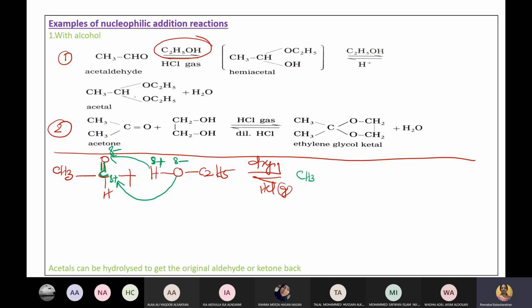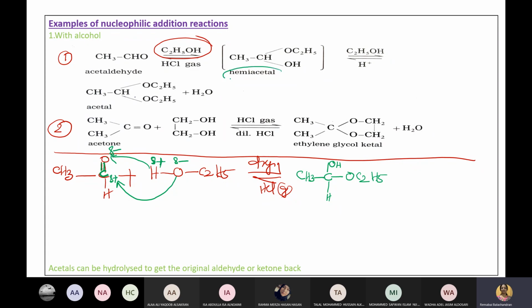So you will get CH3, C, H, attached to OH, and another O, and what is left? C2H5. Yes, very good. Look here, dears. On the same carbon, we have one OH group and one OC2H5 group.